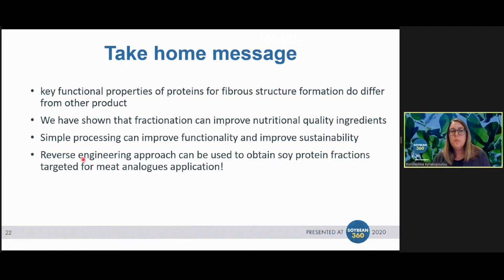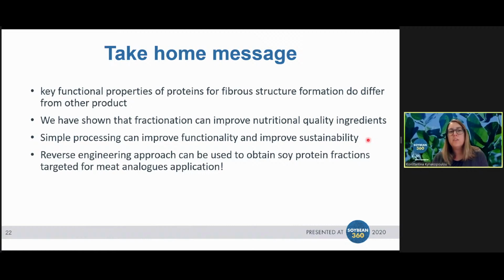I've shown in my presentation that by changing the fractionation process, we can improve the nutritional quality. So we can enrich the fractions with calcium, or we can even reduce the sodium content. And by changing the processing, we can improve the functionality, or I would say tailor the functionality towards our desired range. At the same time, by removing any excess steps, we can also play a role in sustainability, for example, removing any excessive washing steps that are dedicated to purifying the ingredients, which we actually don't need.